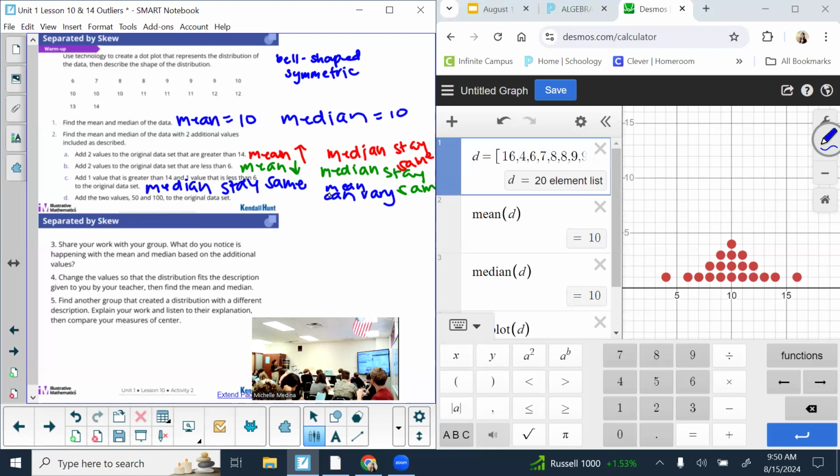All right, so now I'm gonna erase those two values I added, and it wants us to add 50 and 100 to our original data set. Now, before I even do that, think about it, don't say it out loud. Think about how it will change the mean, if it will. And then think about how it will change the median, if it will. Think about it.